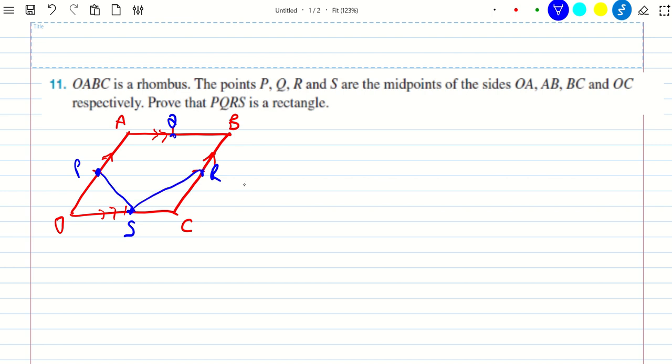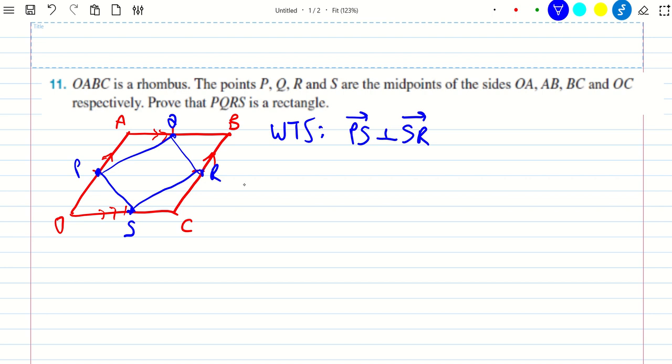Okay. I want to show that PQRS is a rectangle. How do I show that? So let's have a think. What do I want to show? For that to be a rectangle, it's more than this, but I would want the vector PS to be perpendicular to the vector SR. So that's the first thing I want to show. I want to show that they're 90-degree angles.